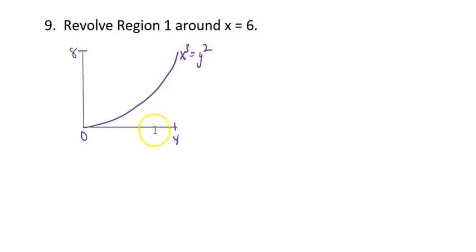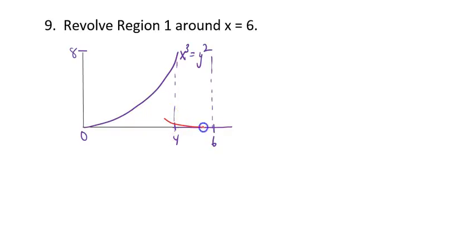And in this case, let's revolve region 1, which is this lower region here, around x equals 6. So this region ends at 4. What we're wanting to do is revolve it around x equals 6, which is a vertical line out here. So again, there's going to be a gap in the middle of this three-dimensional figure, kind of like a volcano in this case, when you visualize it.